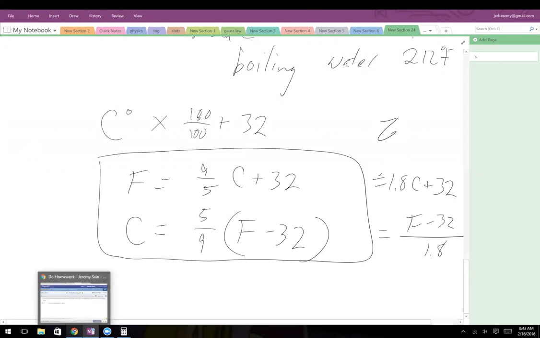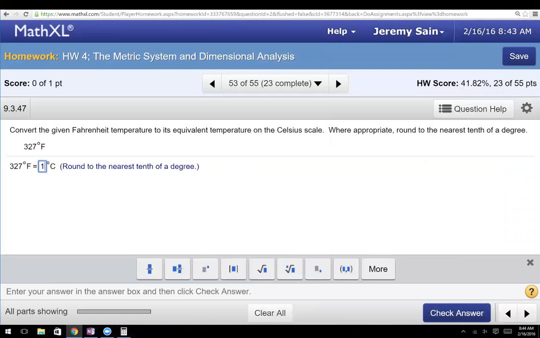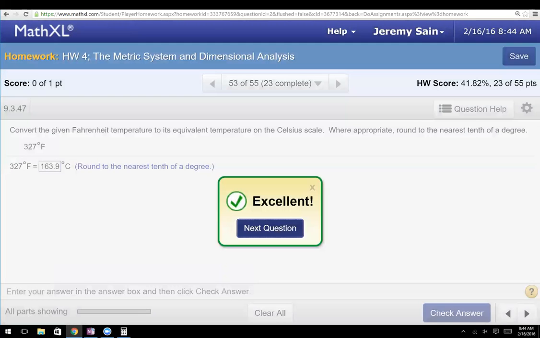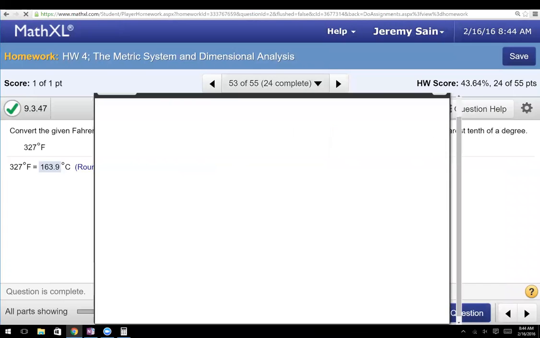Okay. So 327 minus 32. Go ahead and hit equals, and then divide by 1.8. 163.9. Sounds like Texas in the summer. Oh, no. I don't think it gets that high.